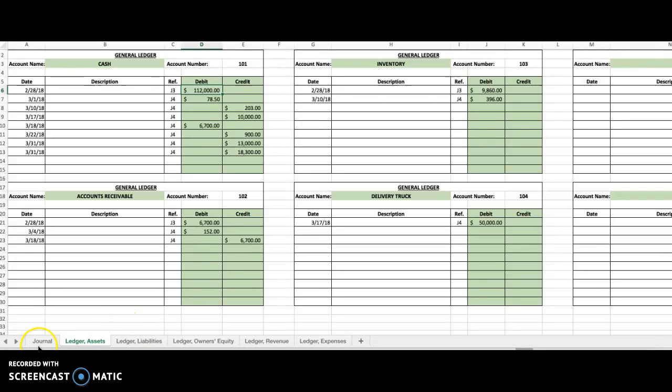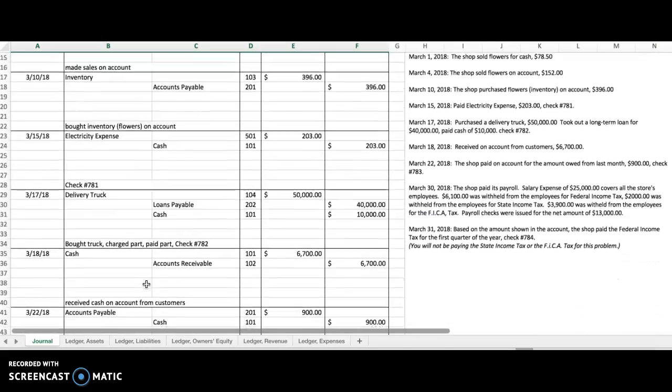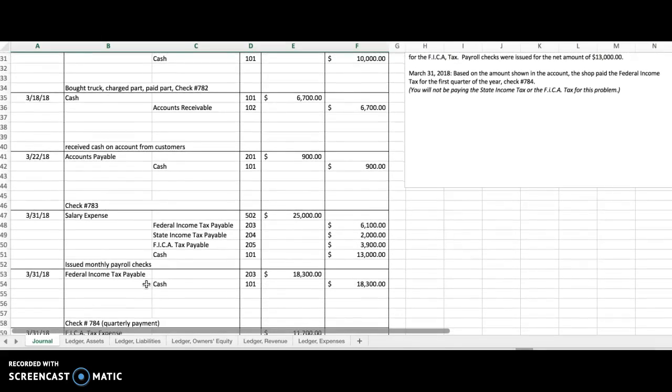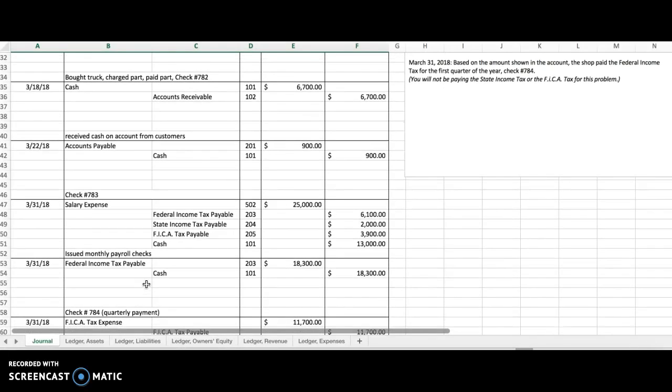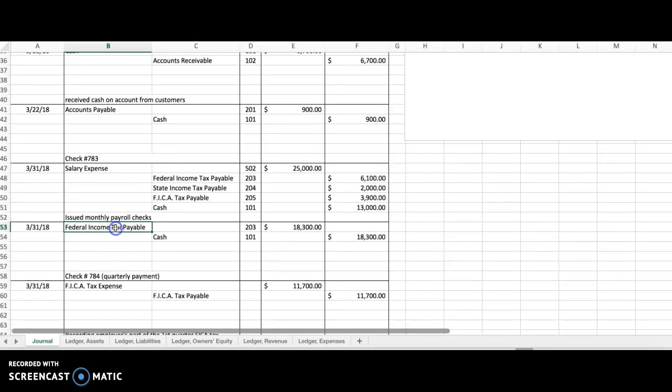Now I want to go back to the journal and scroll down and take a look at the payment you should have made on March 31st. There should be a debit to federal income tax payable. The transaction way up here on March 31 says based on the amount shown in the account, the flower shop paid federal income tax. So federal income tax is debited by $18,300.